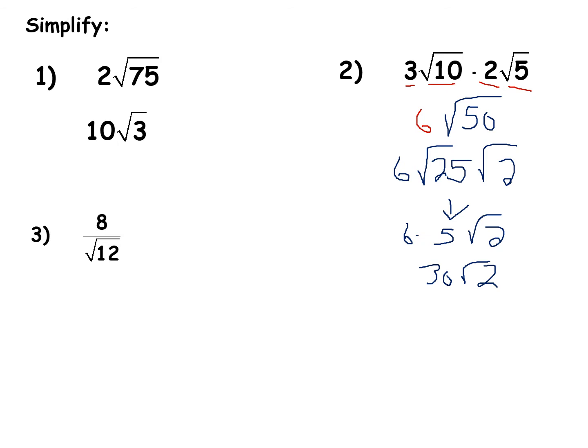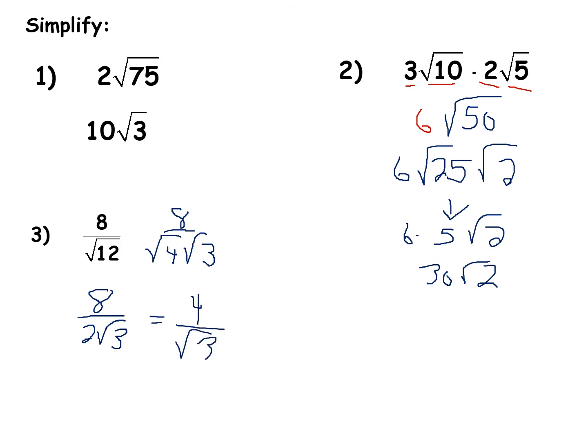And over here on number 3, if you remember, I cannot have a radical in the denominator, but I can also simplify this radical. So I like to do that first. So I'm going to keep this 8 in the numerator where it is, and I will break this down to the square root of 4 times the square root of 3, because that still will be 12. The square root of 4 is 2, so I'm going to have 8 over 2 square root of 3. Well, I'm going to look at just the numbers. 8 over 2 would be 4. So now this is 4 over the square root of 3.